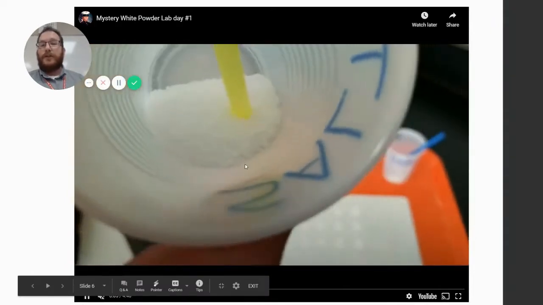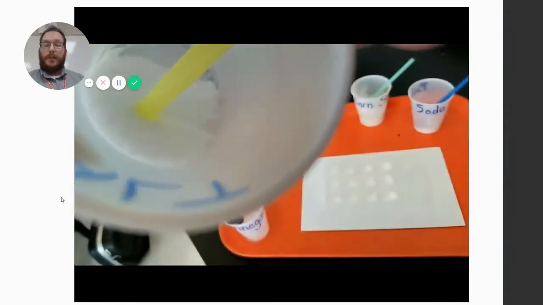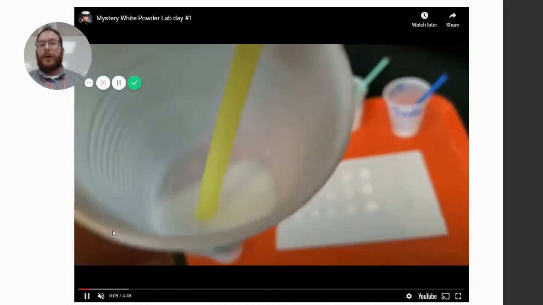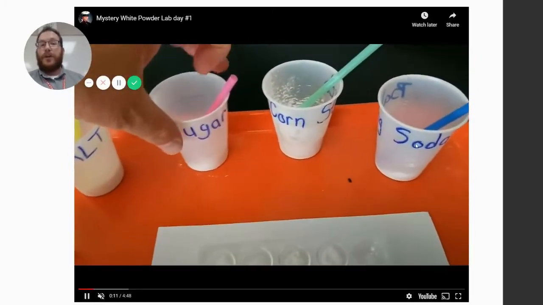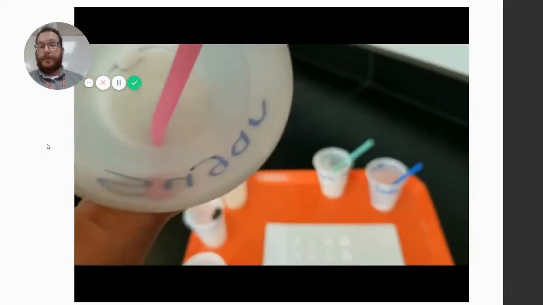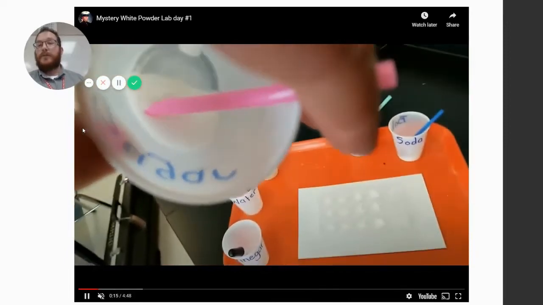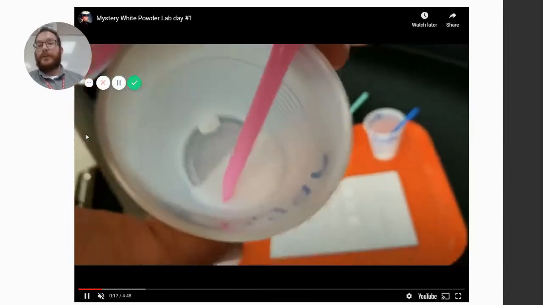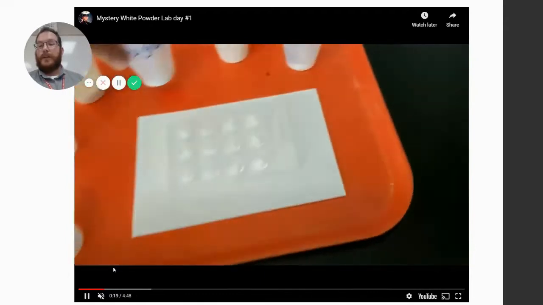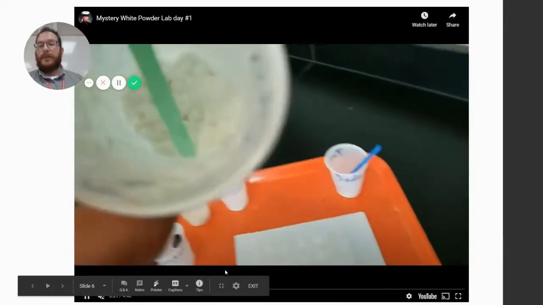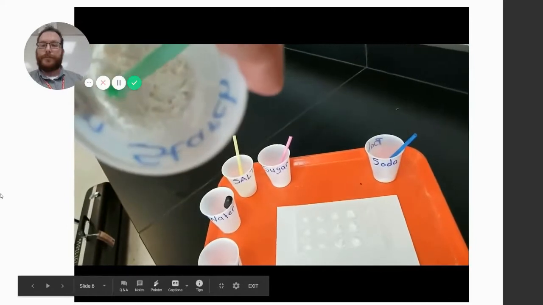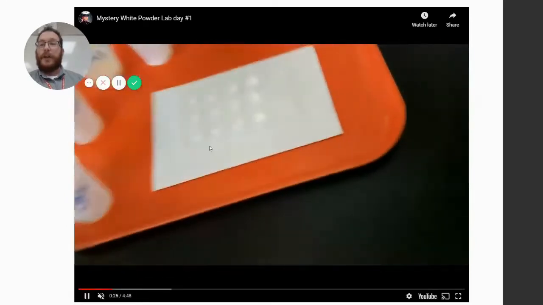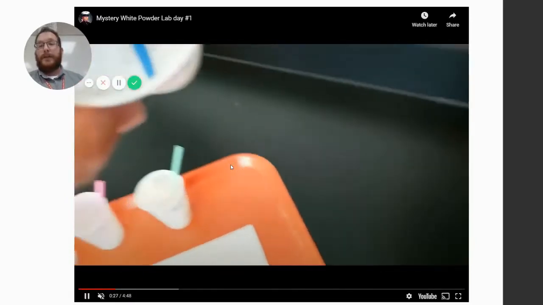They have salt, and you can see what salt looks like. I'm going to talk through this and may jump around a little bit. They have sugar, cornstarch, and baking soda. So here's what sugar looks like if you've never seen sugar before. There's cornstarch and then baking soda.